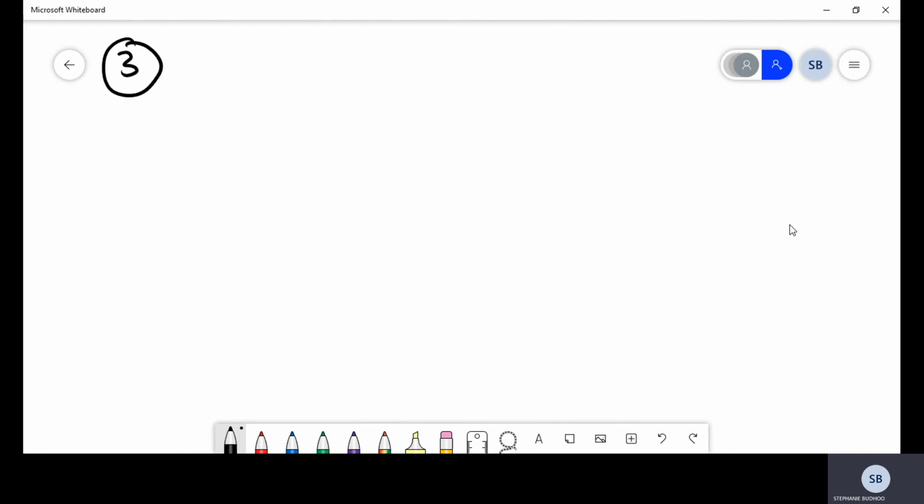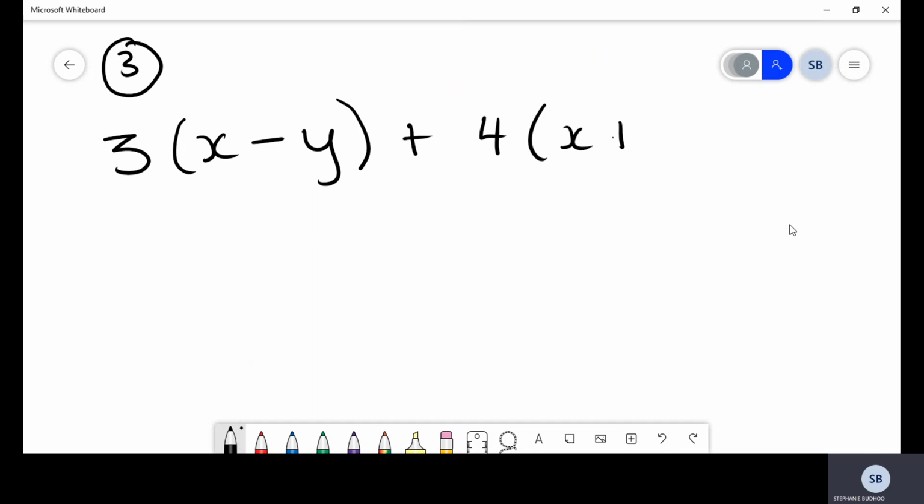So we have a long one here. 3x minus y plus 4x plus 2y. How are we going to work this question? Well, very simple. We are going to distribute our brackets.